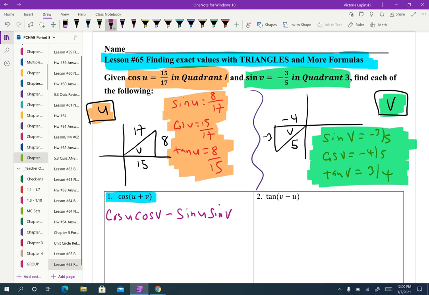And now all you're going to do is use the values that you found up top, and insert each value into the appropriate spot. So the cosine of u is in orange, and that is 15 over 17. The cosine of v is in green, and that would be negative 4/5. Minus the sine of u is in orange, that's 8 over 17, and the sine of v is green, that's negative 3/5.